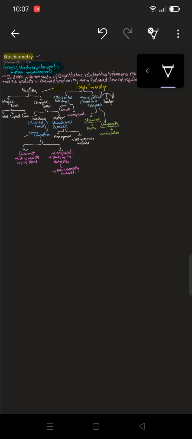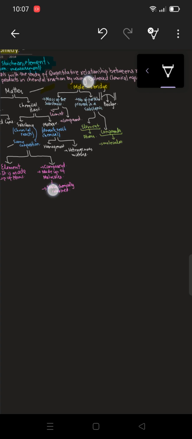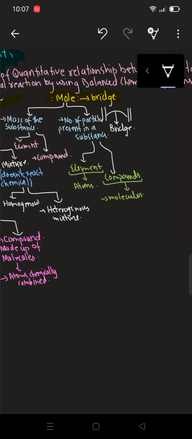Alright, so in today's video we are going to study more about the mole, right? What is actually a mole? We have just discussed that it gives us the connection between two parameters. It basically works as a bridge, and it tells us about two things: the mass of the substance and the number of particles present in the substance, right?